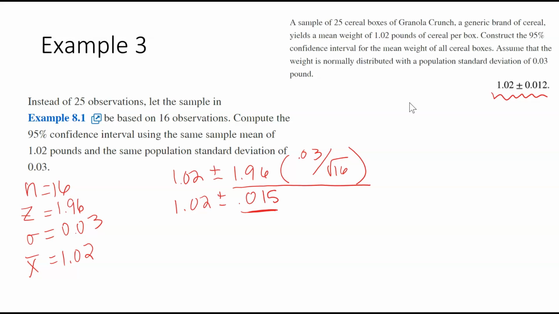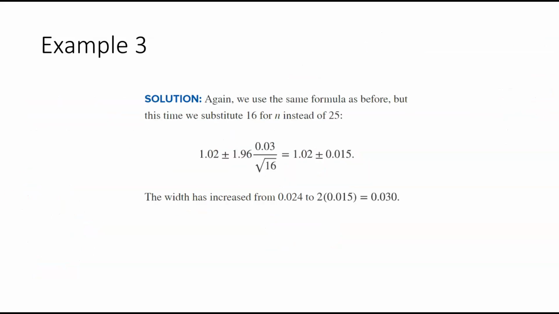So the difference between these values, so this was 0.008 to 1.032. And here, this is a difference, a width of 0.024. You can also double that value to find your width. And so if we double this value here, our width is 0.030. So we've got a wider distance when we lower the number of observations. And that's it written out for you.